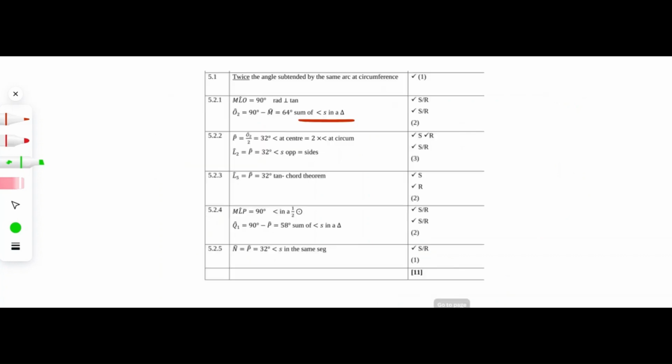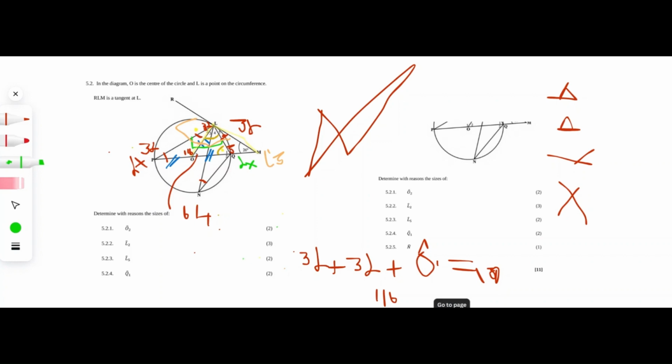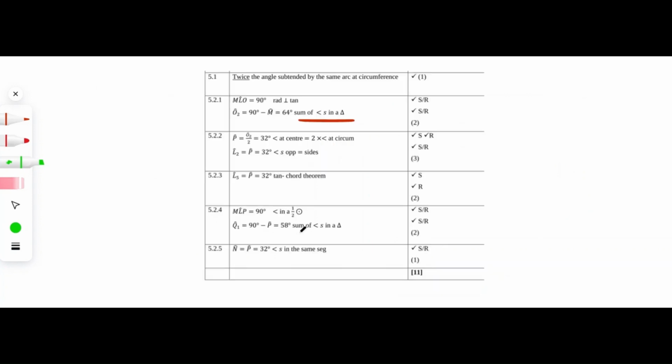Now let's continue on to question 5.2.5. We have to calculate the value of n. Now this is very easy, very straightforward. We know that n is equal to p because of angles in the same segment. We've already marked them off as being equal to each other, and we know what p's value is. It is 32 degrees. Therefore, n will also equal 32 degrees. So n equals p, which equals 32 degrees because of angles in the same segment.